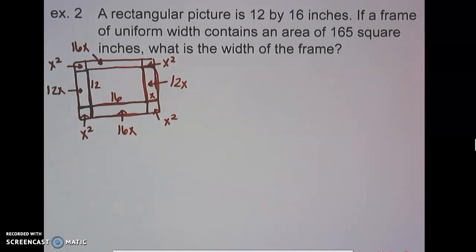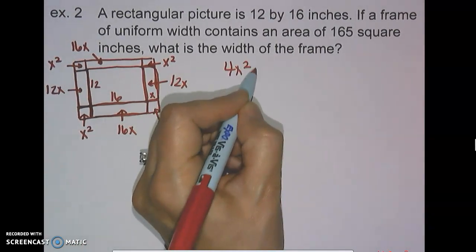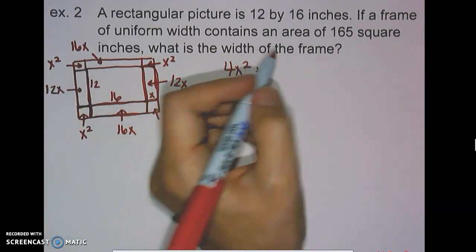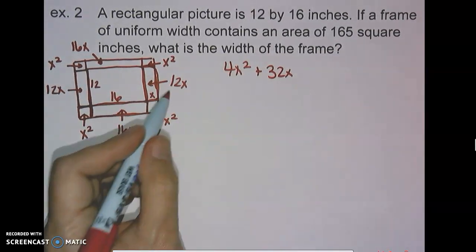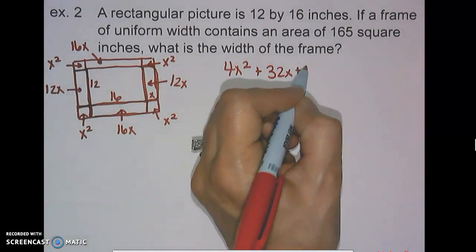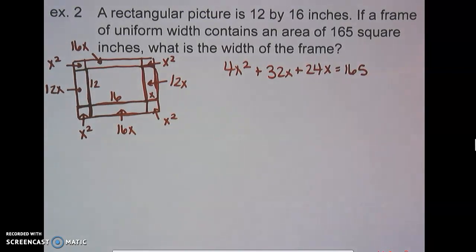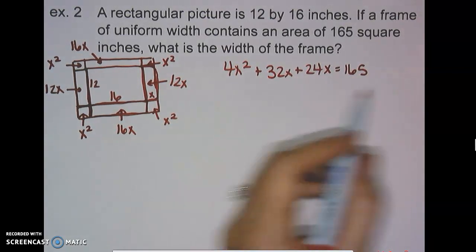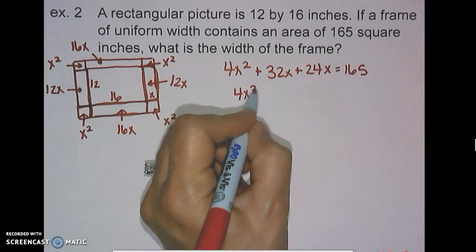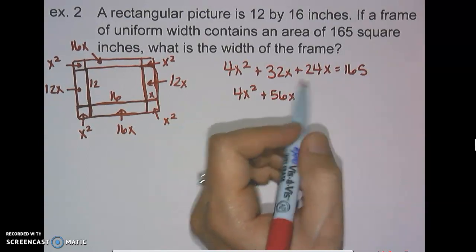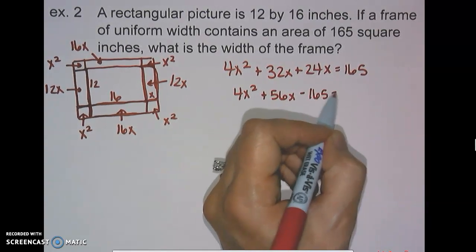Okay. So now we're going to combine all of this together. How many x squareds do we have? So that would be 4x squared, plus, if we have 16x and 16x, that's 32x. 12x and 12x makes another 24x, and that should equal our 165. Okay, so now we're going to combine like terms. So that's going to give us 4x squared plus 56x. And I'm actually going to move the 165 over.